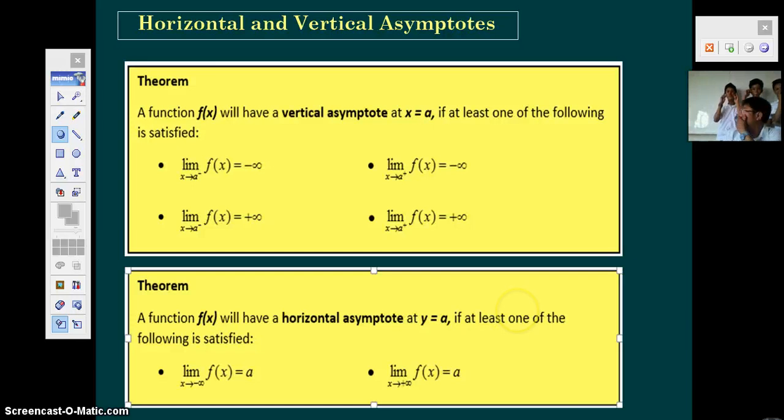Hello, seniors. This lesson is about horizontal and vertical asymptotes. The definitions are based on the limits.